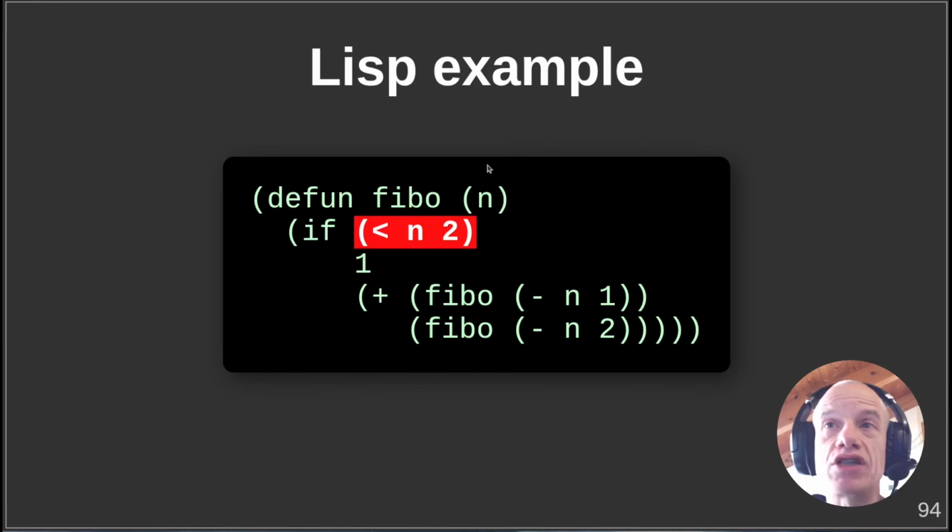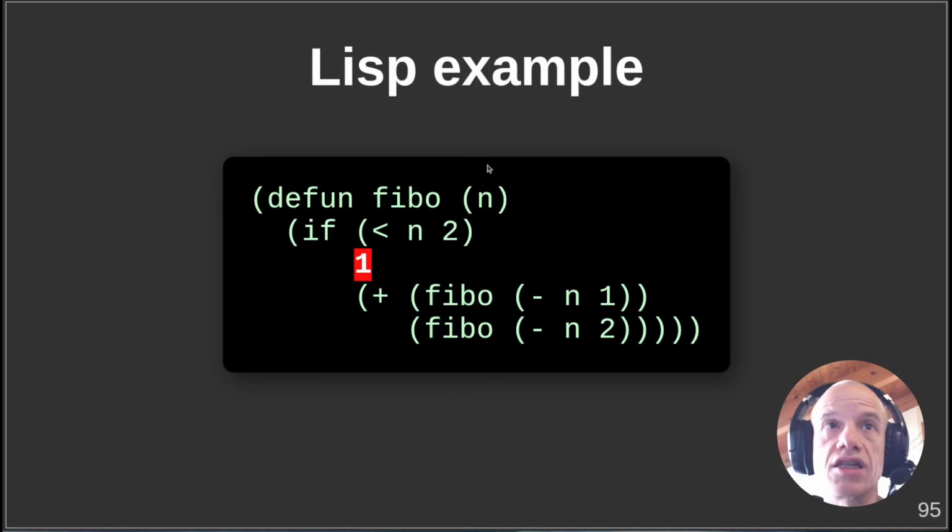And here we have a function call. A list has no operators, no precedence, no associativity, because there are no operations, just functions. So this is a function named less than. That's a valid name for a function. So we're comparing n with 2. The other parts are the arguments. So I compare n with 2.